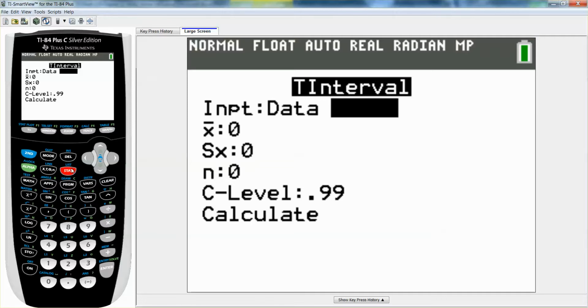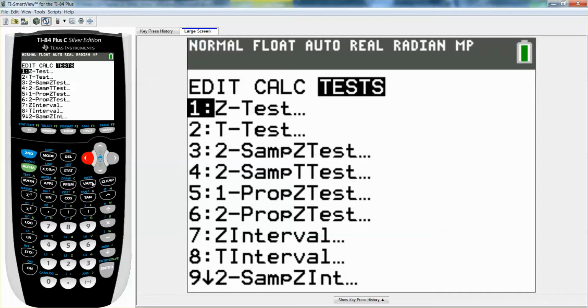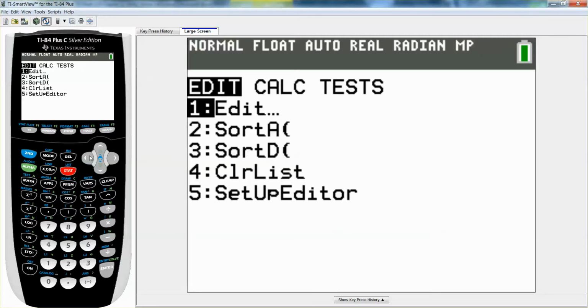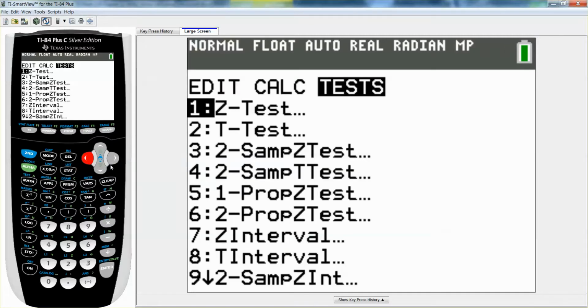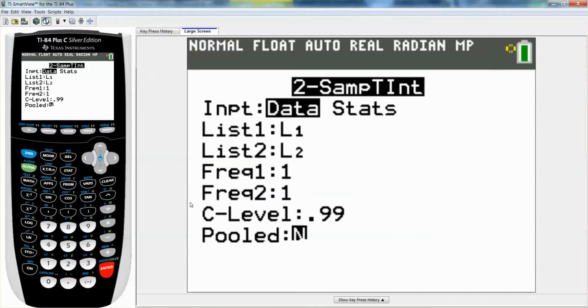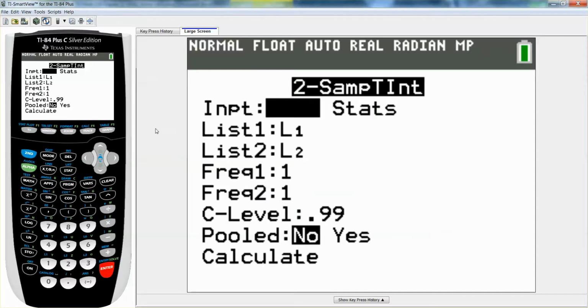Okay. Then when it's independent means, that's when you start getting into the 2-samp t-test, which is number 4, which has this very complicated entry system because you have to put in stuff for one sample and then for the other sample. And then always leave pooled no. Or you have the 2-samp t-int, which is number 0. I'm just going to press 0. There it is. Very, very similar. And then you always have data as an option, but that only works if you have data given to you in the problem.